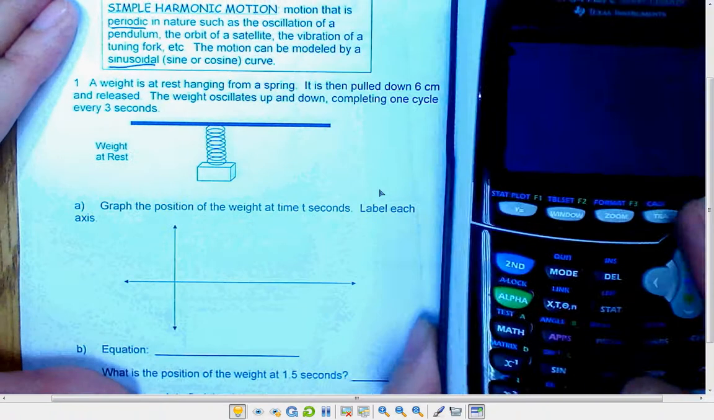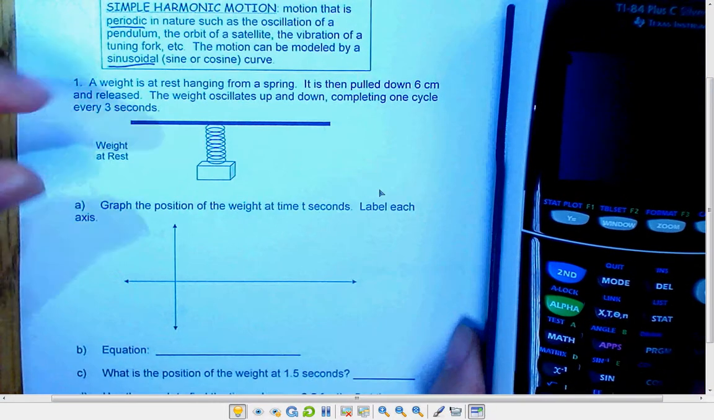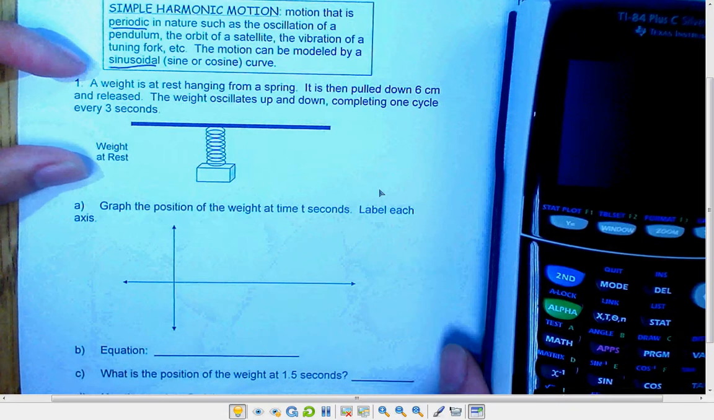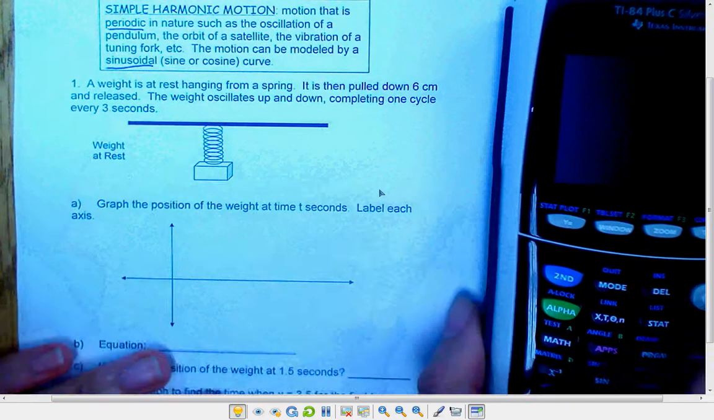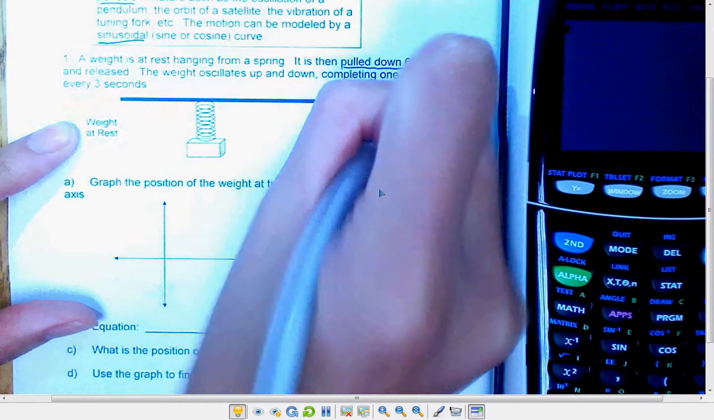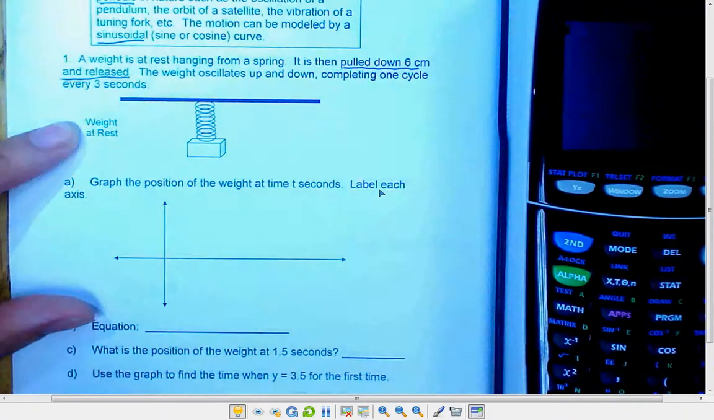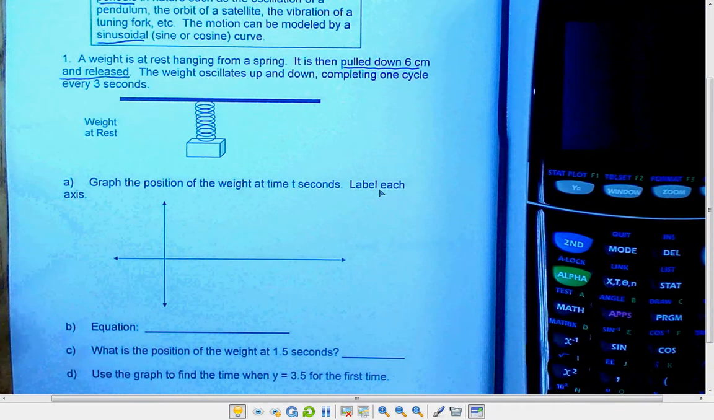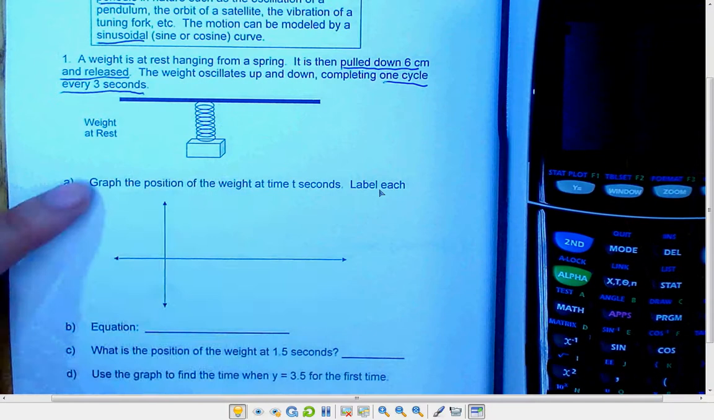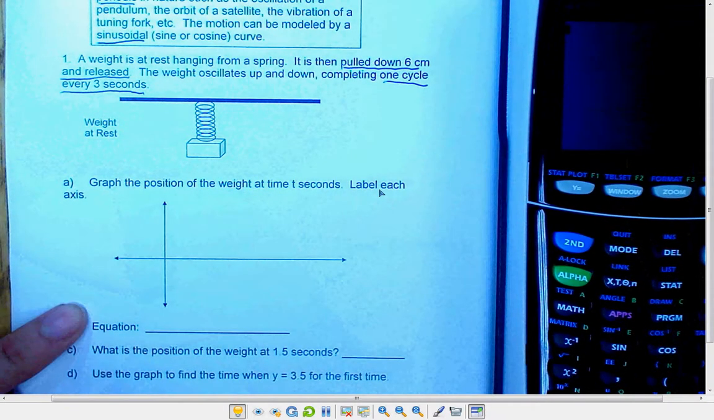The first thing we need to do is read our problem and use this to draw a sketch of the motion. So we have a weight that's at rest hanging from a spring like this. It's pulled down 6 centimeters and released, and then it goes up and down, completing one cycle every 3 seconds. So we're going to graph this on our coordinate plane.